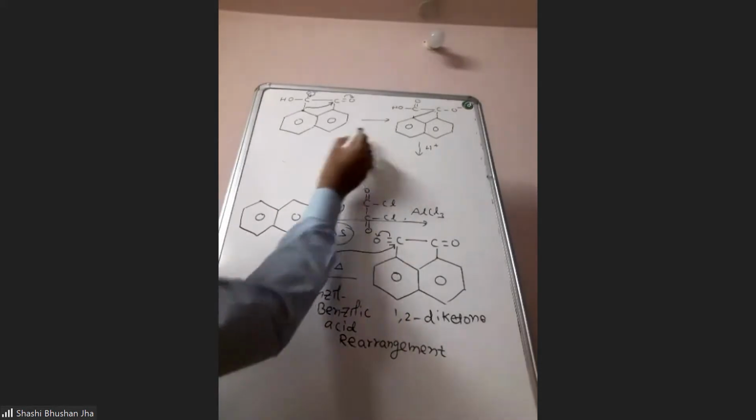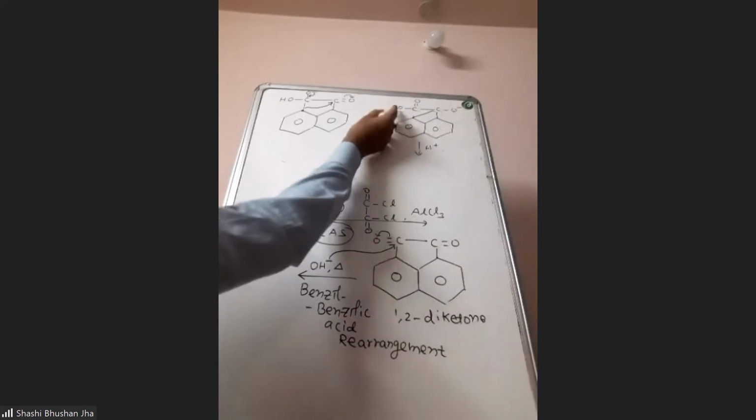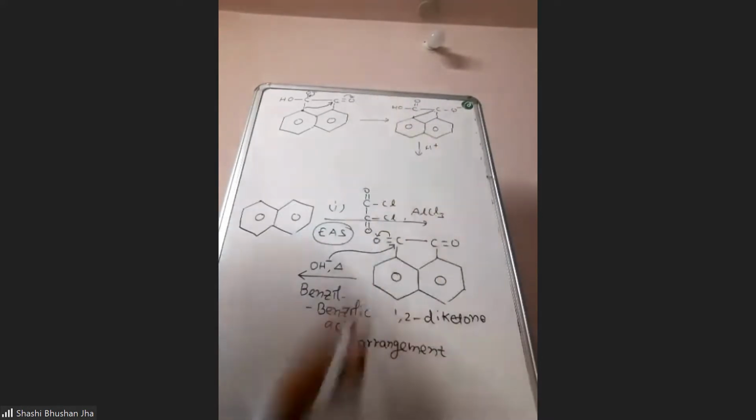So I will write directly, but again, I'm telling you the mechanism is known to you. This O minus will take this H plus. There will be an internal acid-base reaction. This will become OH and this will become COO minus. Then when you add acid, that COO minus will become COOH.